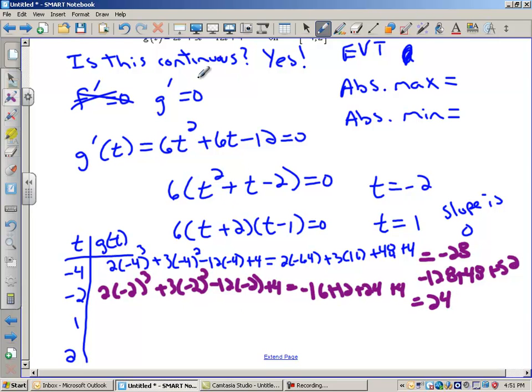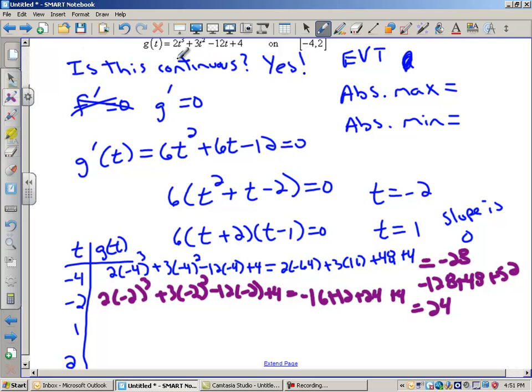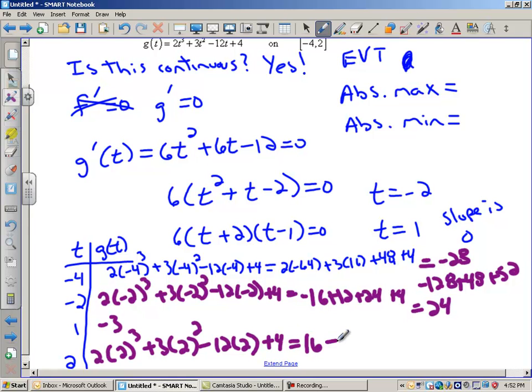Now if we plug in 1, that's going to be a little easier. Plugging in 1 is 2 plus 3 is 5, minus 12 is -7, plus 4 is -3. And then if we plug in 2, so we'll go ahead and write this down. What do we get? We're going to get 2 times 8, which is 16. 3 times 4 is 12. Minus 24 plus 4. So I've got 32 minus 24, I'm at 8.